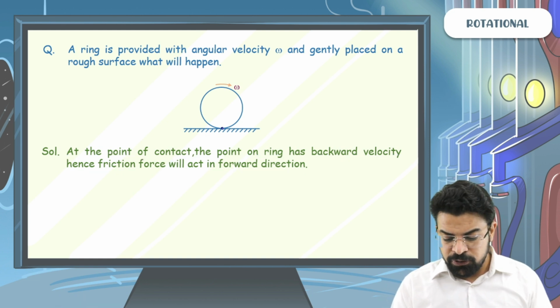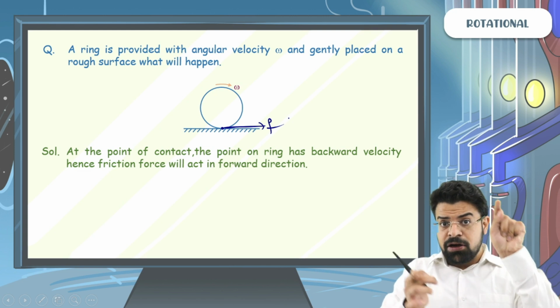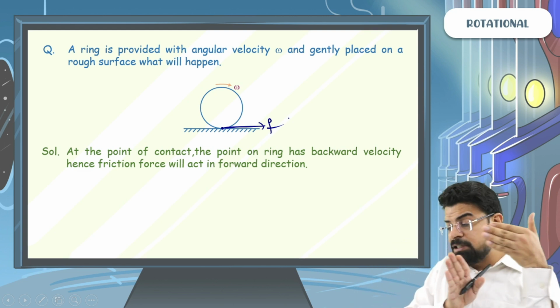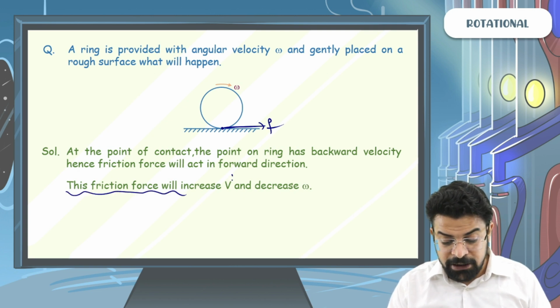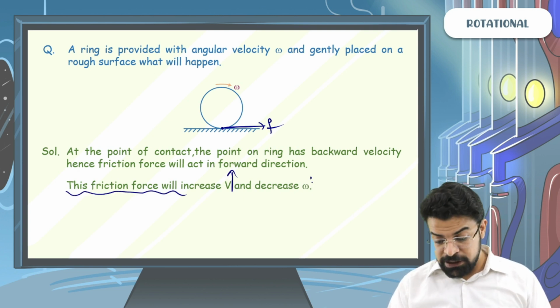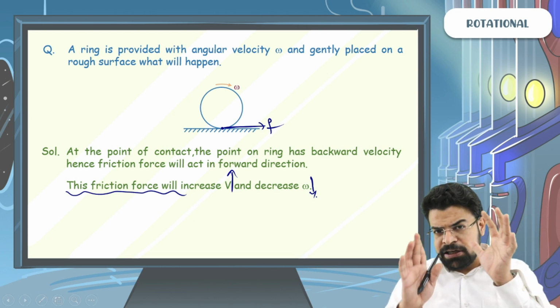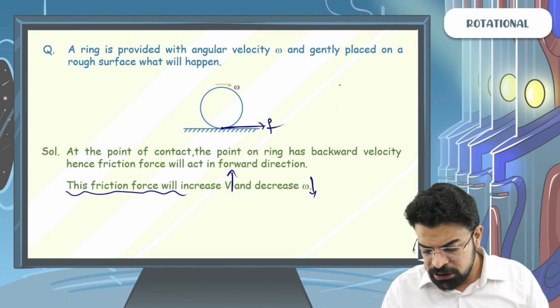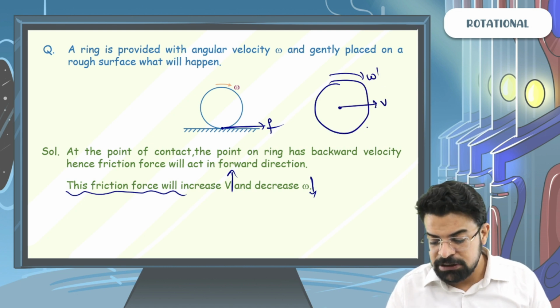This friction force acting on the ring in the forward direction will provide an anti-clockwise torque and will increase its velocity in the forward direction. So this friction force will increase the velocity and will decrease the omega. It will keep on increasing the velocity and decreasing the omega till the time the body has such a velocity and such an omega that V equals omega dash into r.